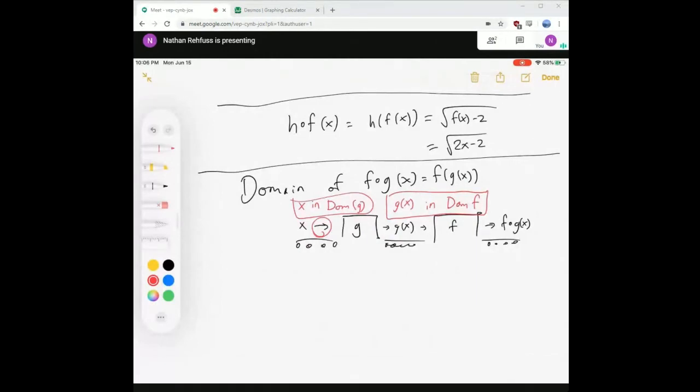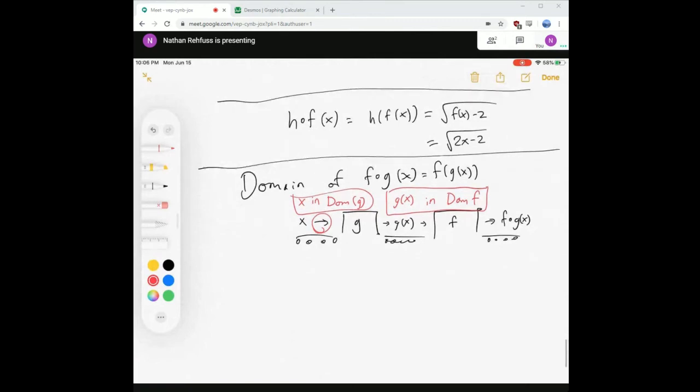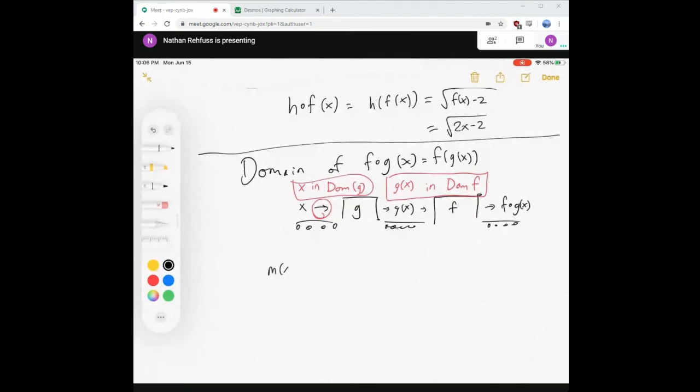Let's do an example to make sure we've got it down. Let's say that m of x is equal to 1 over x minus 5. And let's say that p of x is the square root of x minus 2.